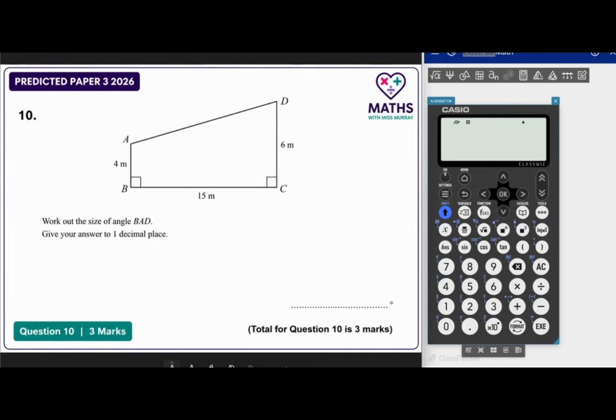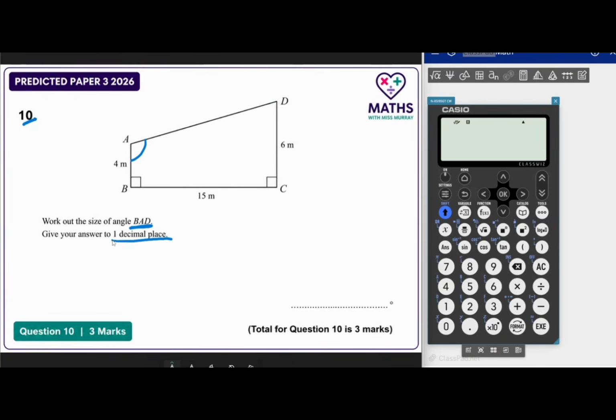Moving on to question 10. So we have been asked to work out the size of angle BAD. Oh, this looks bad. So BAD, we go BAD, and the angle is always the letter in the middle. So this here is the angle that I'm looking to find. So I'm just going to get rid of that, but just so you know, that is the angle there, this angle here. Give your answer to 1 decimal place.